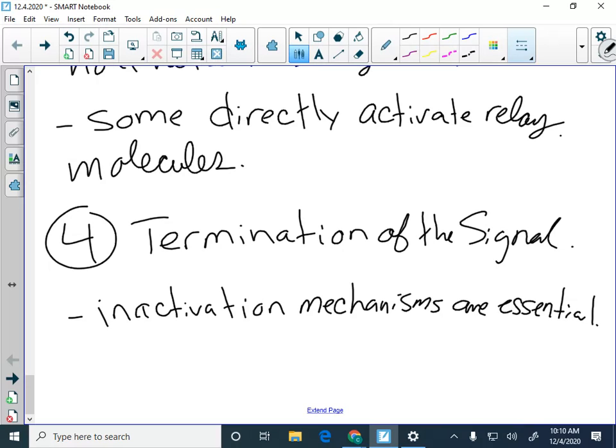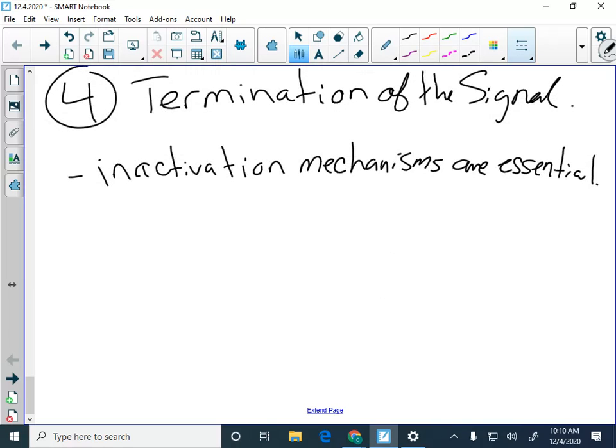So, in order to remain capable of responding to signals, each change in a molecule must only last for a short time, right? So if a signaling molecule changes the shape in the receptor, it has to very quickly be able to reverse that change.